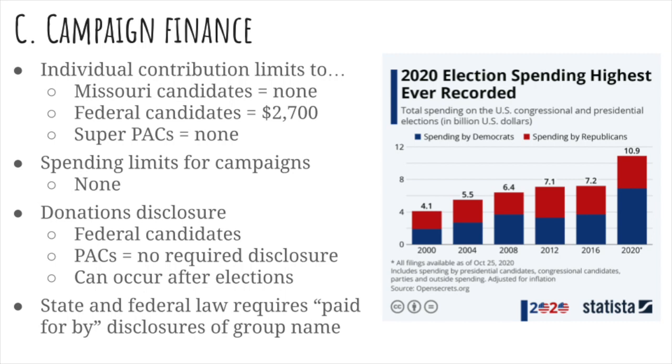Now, in terms of donation disclosures, federal candidates do have to disclose and say where their money came from. Political action committees do not have to disclose where they got their money from. But even for the federal candidates that do have to disclose it, sometimes that actually happens after the elections, which really doesn't help the average voter figure out where the money is coming from that's being spent on these campaigns. Now, state and federal laws do require paid for by disclosures of the group name. So, at the end of an ad, it'll say paid for by such and such, but if it's something nebulous like Americans for Prosperity or Americans for a Better Day or whatever the case might be, again, it doesn't really tell you a whole heck of a lot. It's kind of a loophole that you can drive a freight train through.